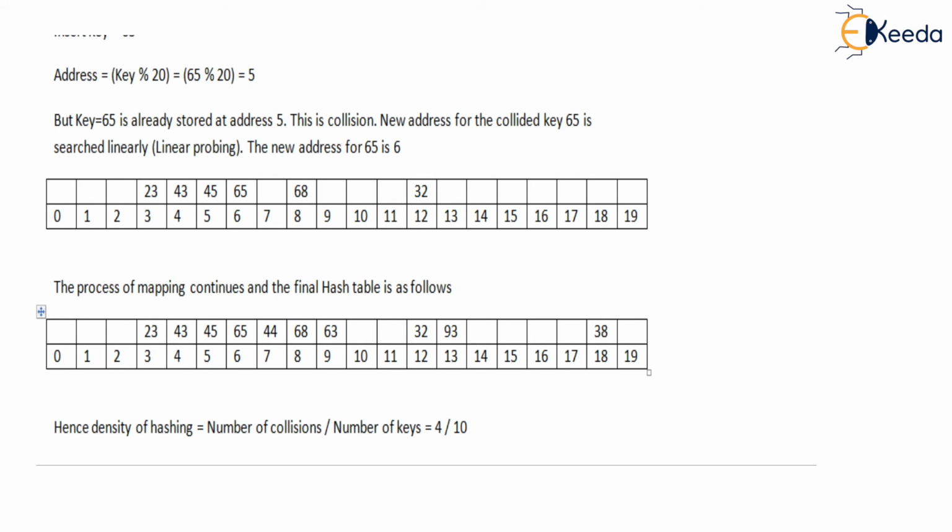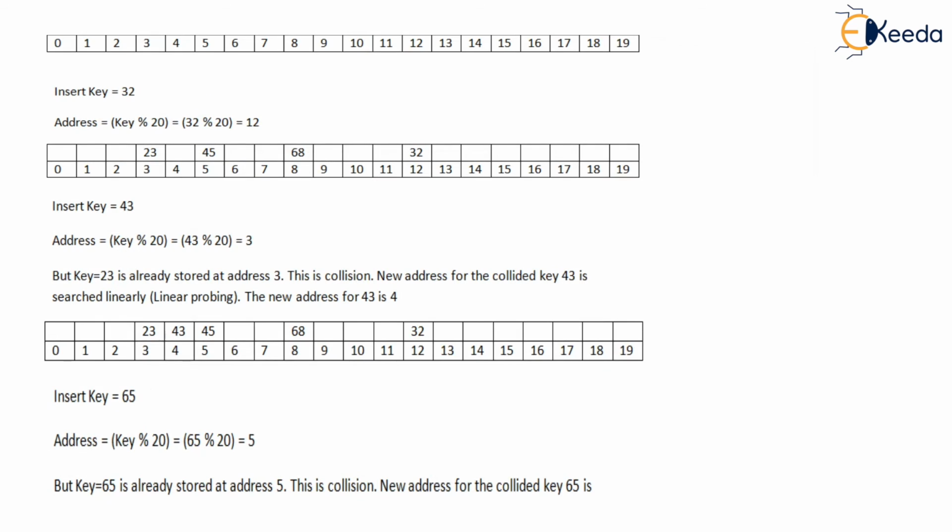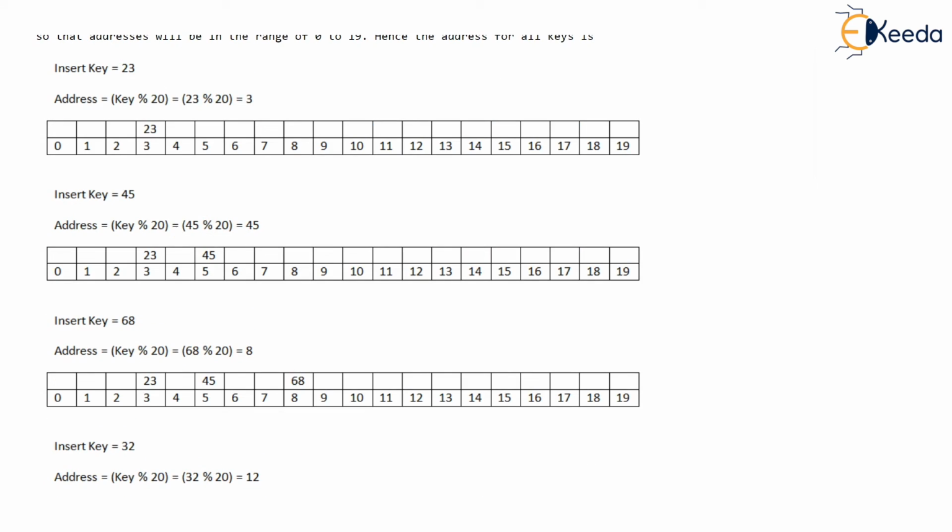The density of hashing is the number of collisions divided by the number of keys. So we have 40% density, which is fair enough. Not so good, but okay. This is how we have solved the exercise by deciding the hash function. We decided that the hash function should be key percent 20 because the size of the hash table given was 20.